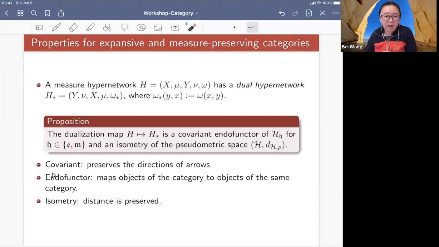On the high level, what you want to think about is that when I take a hypergraph to its dual, then between the space of hypernetworks and the space of dual hypernetworks, through this mapping, the distance is actually preserved. Not too surprising.